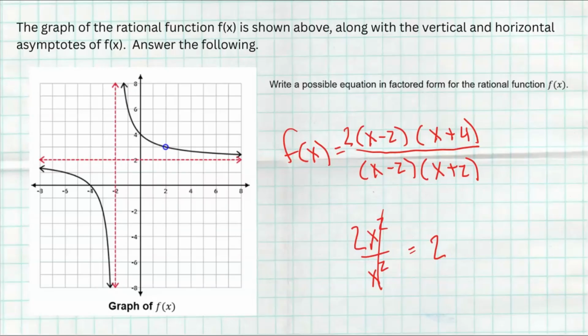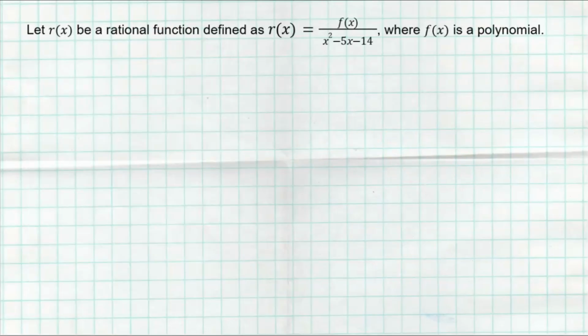Let's move on to the final free response question. And this time we're given an analytical form of a rational function. So we have this rational function defined as r of x. We know the denominator is x squared minus 5x minus 14. The numerator, we're just given as f of x, and we are told that f of x, the numerator, is a polynomial.